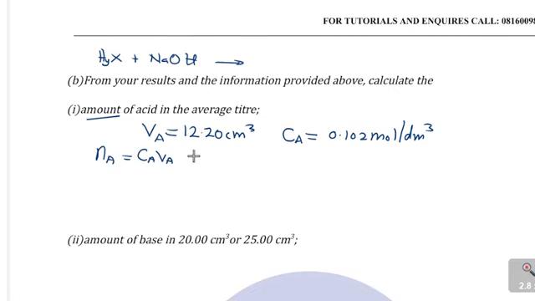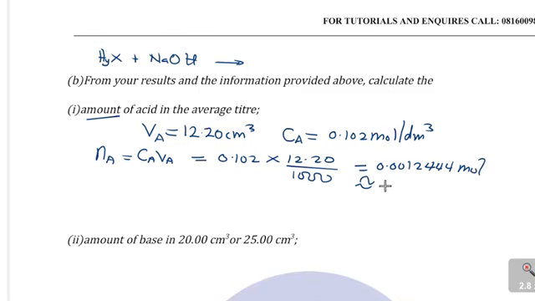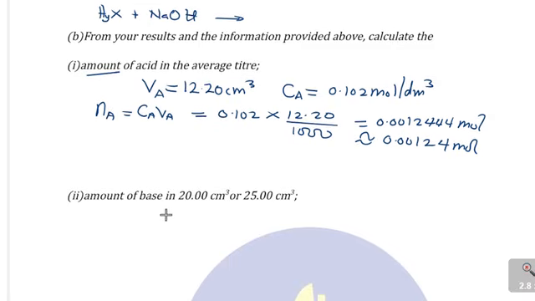Concentration of the acid multiplied by the volume of the acid. So the concentration of the acid is 0.102, and the volume of the acid is 12.20. It's in cm cube, so we have to convert to dm cube by dividing by 1000. So we have 12.20 divided by 1000 as our volume. And if you compute this, you are going to get 0.00124444 moles. If you want to approximate this to 3 significant figures, you have 0.00124 as your amount of acid that is present.